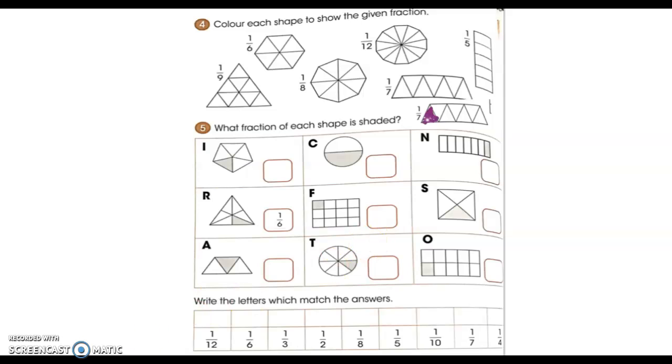Let's proceed to O. How many equal parts are there? There are 10 equal parts. How many shaded parts are there? There is 1 shaded part. So what is the unit fraction? 1/10. Okay. When you're done with all of them, write the letter which matches the answer.